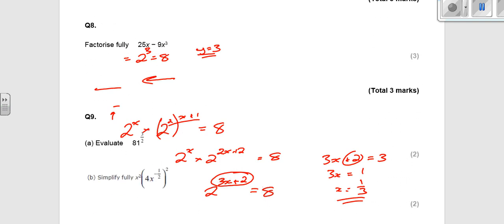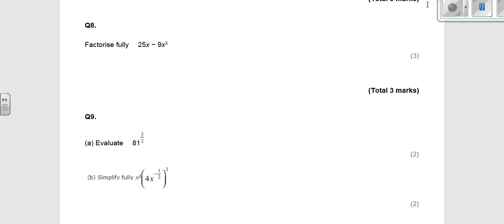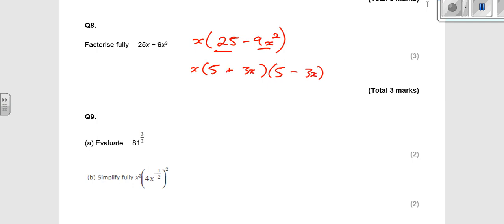Next question, and again, we should be seeing that these are repeating. So the next question is we're going to factorize out an x first of all, because it's a cubic. So x, 25 minus 9x squared. Now I know a lot of people try to get the 9x as the first thing. Don't worry about it. All you do is you see what times what equals 25, what times what equals 9x squared. So 5 times 5 makes 25. 3x times 3x is 9x squared. Make one of them positive, one of them negative. Couldn't be easier.